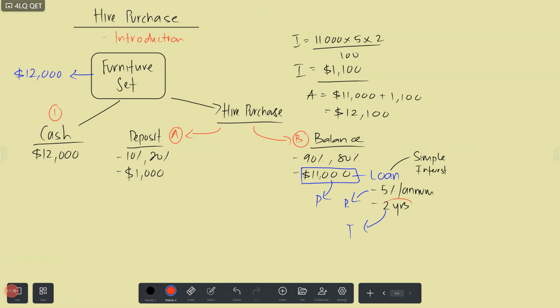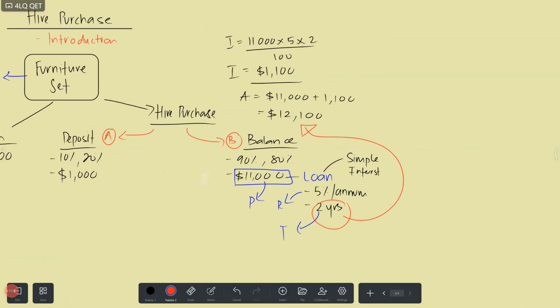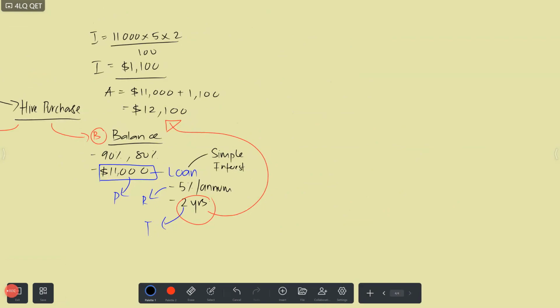So let me draw this. Over 2 years, he must finish paying $12,100. Because he's going to pay this every month on a monthly basis, we are going to calculate his monthly installment. Monthly installment is equal to the total amount that he needs to pay, 12,100, divided by 2 years.